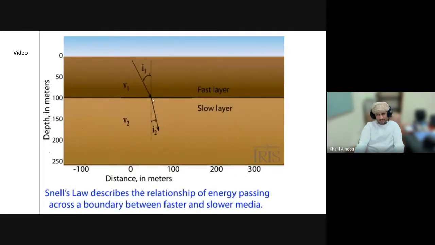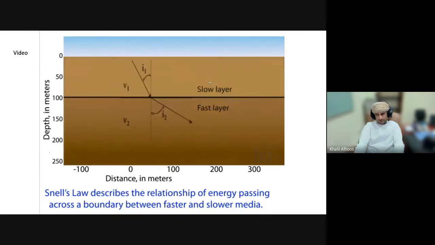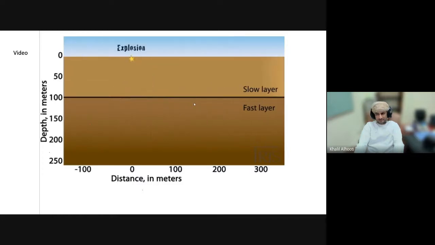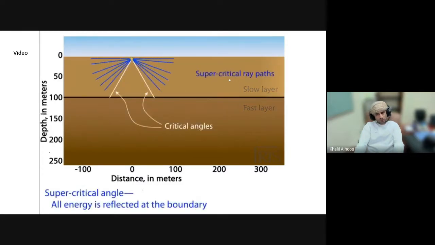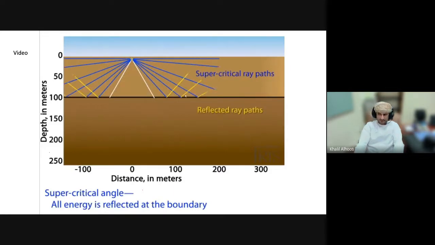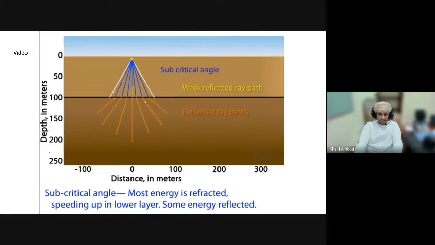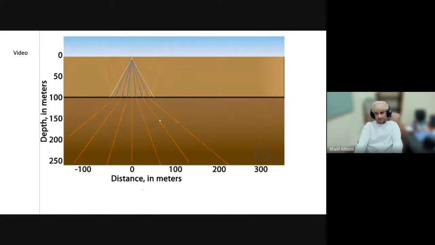So this is based on Snell's law. If this is slower, it will reflect away. So this is what we call critical. It's traveling in the fast layer. All the energy will be reflected in this case, and that's what we call supercritical. These are subcritical, because most of the energy will be moving in the second layer.